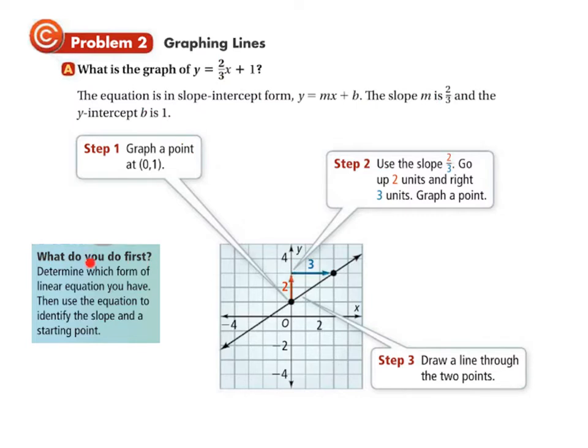Okay, and it says, what do you do first? Determine which form of the linear equation you have, because that's going to decide where you have your starting point. Okay, then use the equation to identify the slope and the starting point.